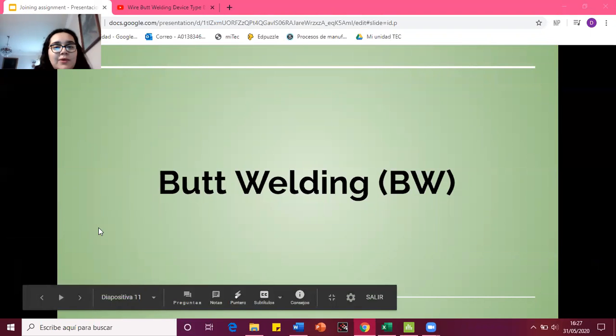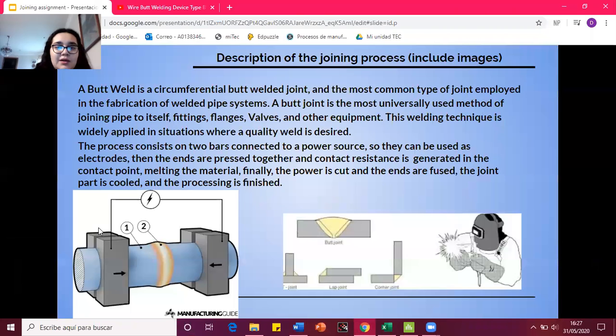Now we're going to talk about butt welding, which is a different process. The description of this joining process is a circumferential butt welded joint, and the most common type is employed in the fabrication of welded pipe systems. It is the most universally used method of joining pipe to itself, fittings, flanges, valves, and other equipment. And this welding technique is widely applied in situations where a quality weld is desired.